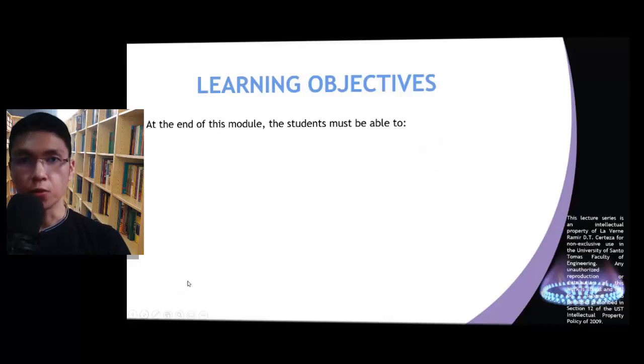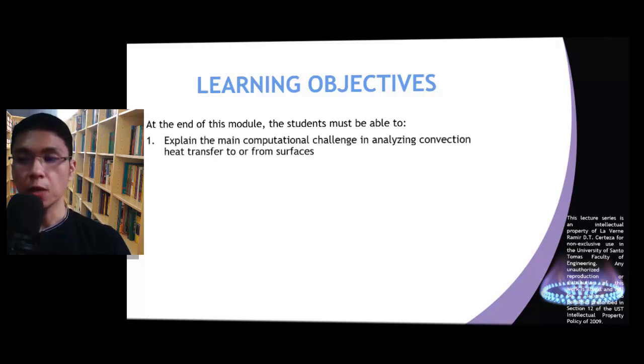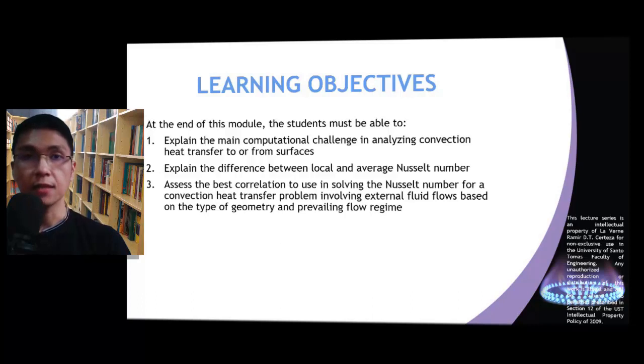At the end of this module, it is expected that you should be able to explain the main computational challenge in analyzing convection heat transfer to or from surfaces, explain the difference between local and average Nusselt number, and assess the best correlation to use in solving the Nusselt number for a convection heat transfer problem involving external fluid flows based on the type of geometry and prevailing flow regime.